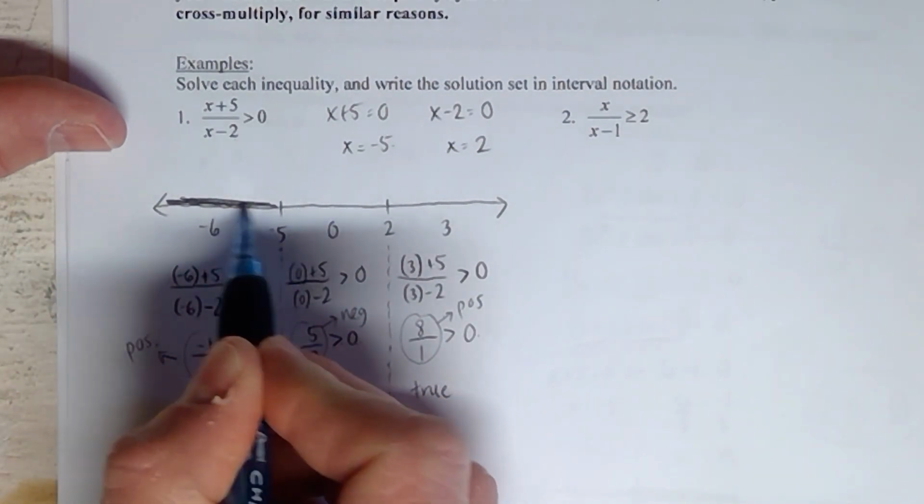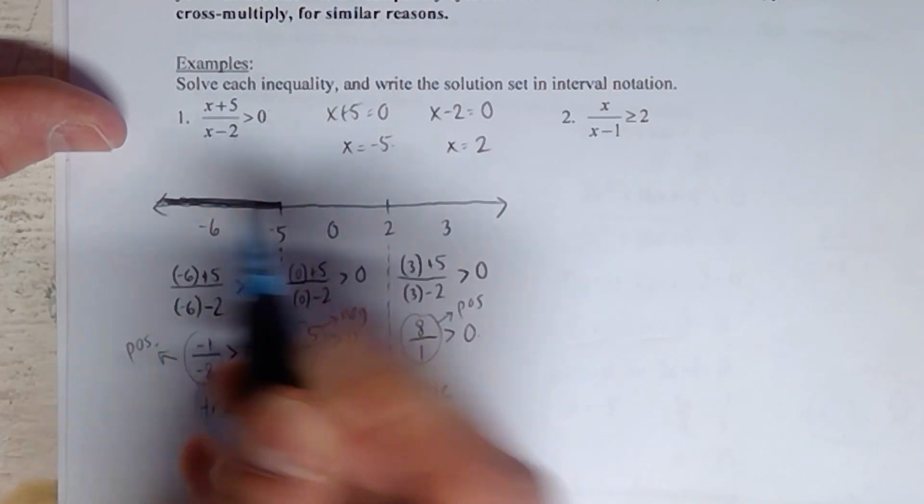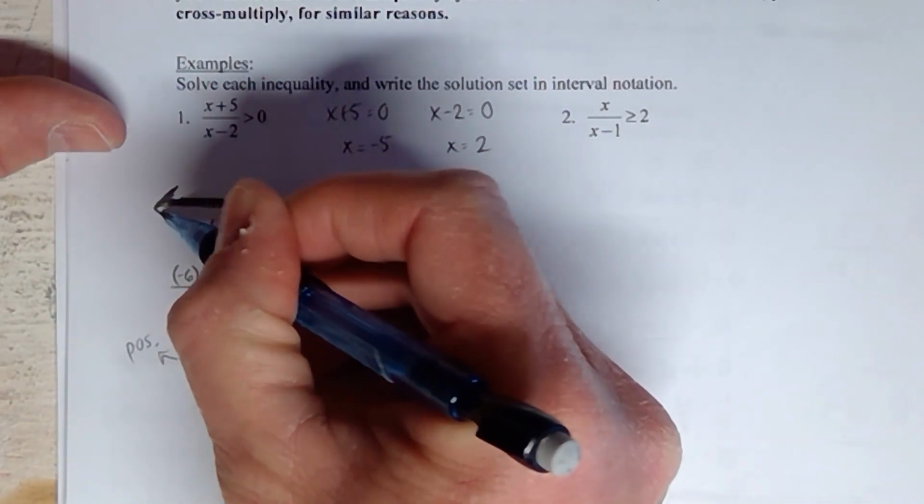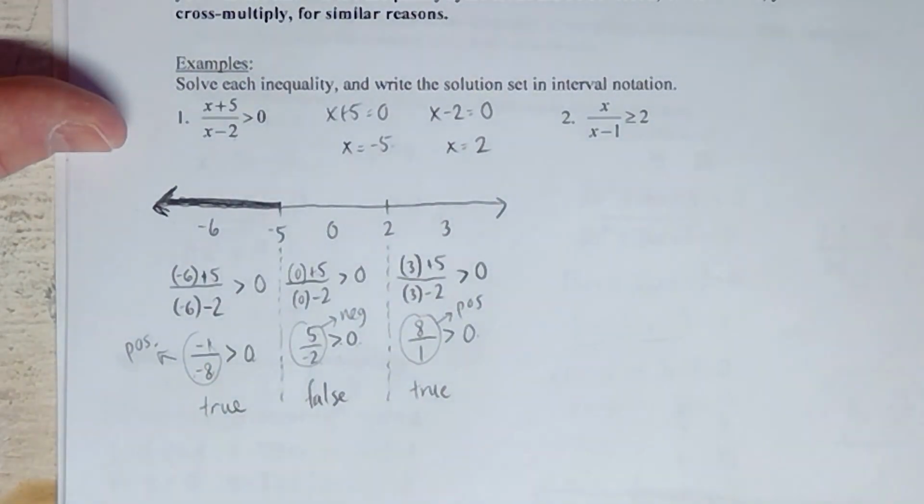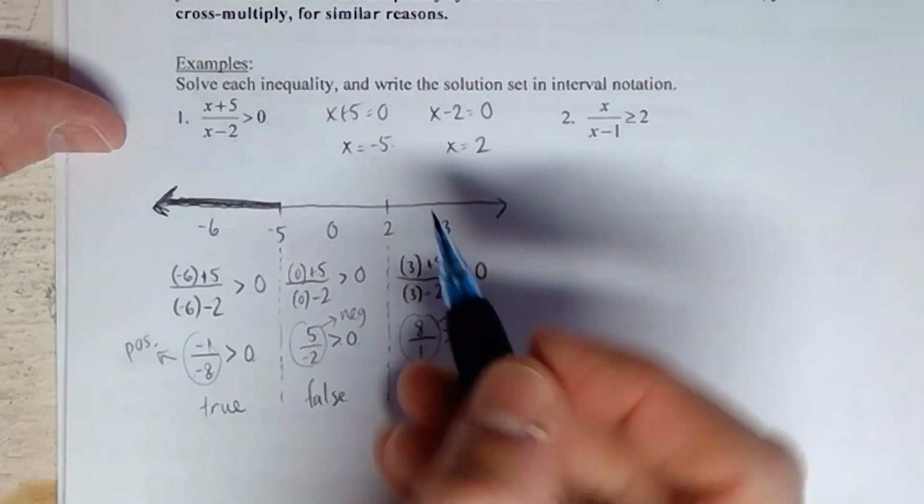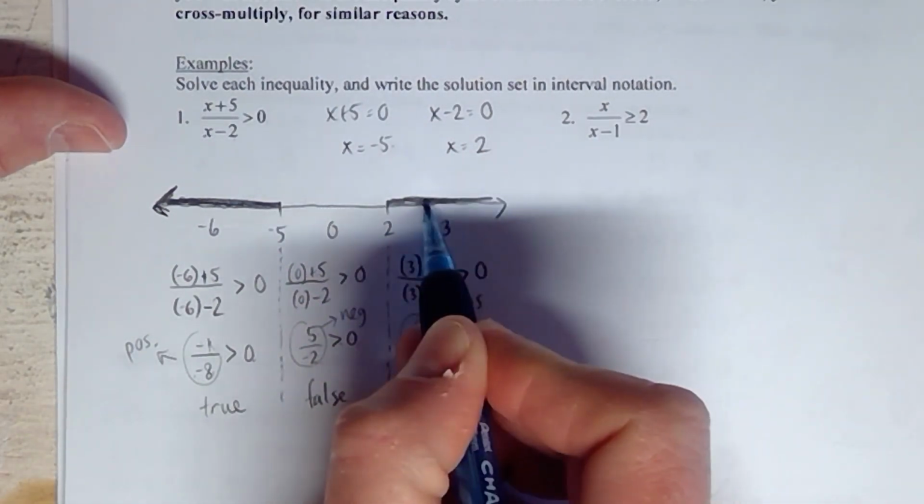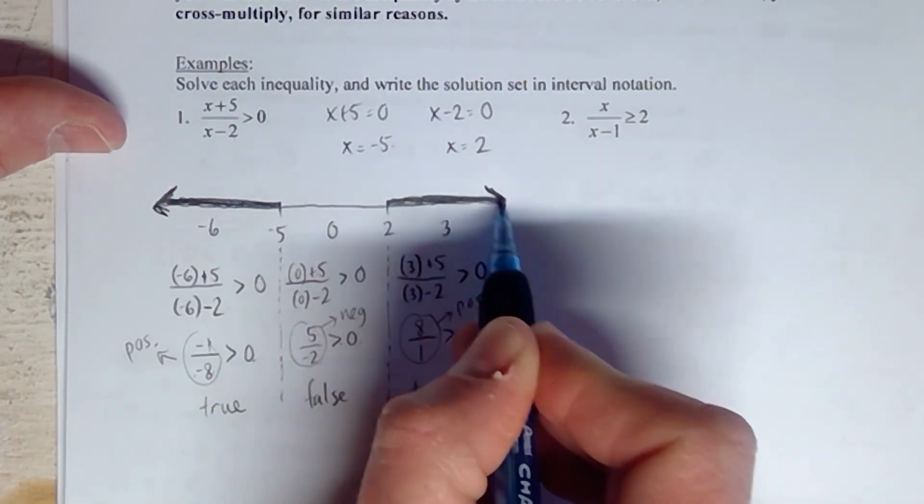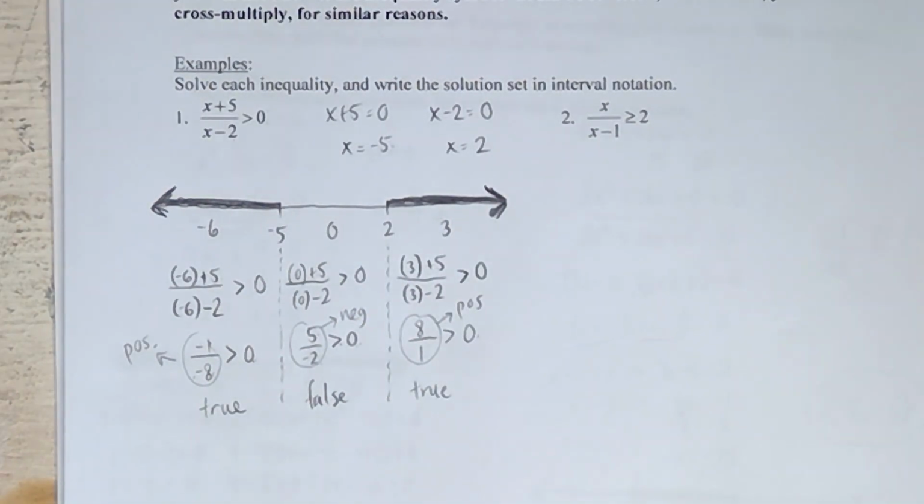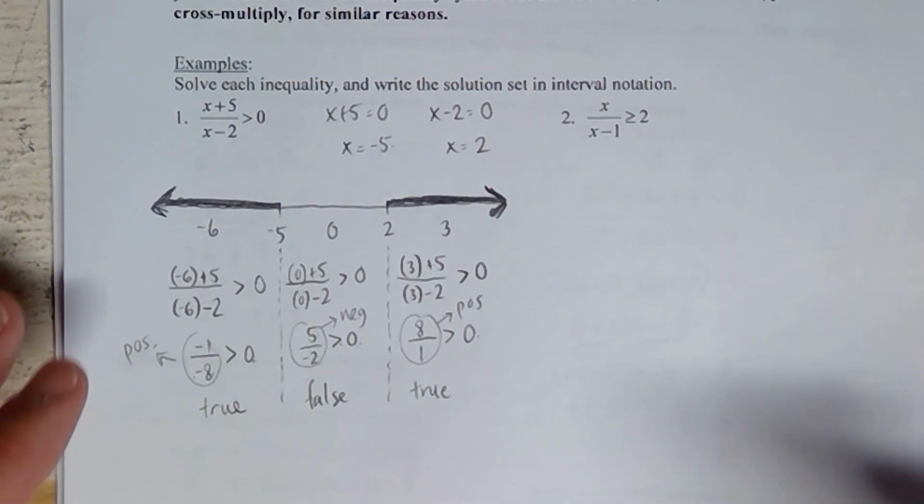All right, we know, though, from the last video that whenever it's true on these intervals, we are going to shade, and when it's false, like it is in the middle interval there, we don't shade. We leave that empty. And so there we go.